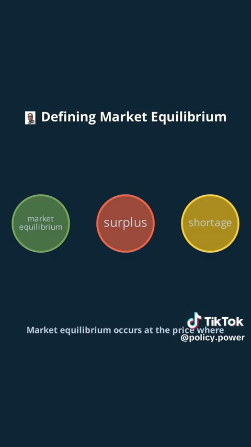Market equilibrium occurs at the price where the quantity supplied equals the quantity demanded. At this point, there's no shortage or surplus, just the right amount of goods for everyone who wants to buy or sell. If the market price is above equilibrium, there's a surplus and sellers may lower prices to attract buyers. If it's below, there's a shortage and prices tend to rise. This balancing act keeps markets functioning smoothly and efficiently.